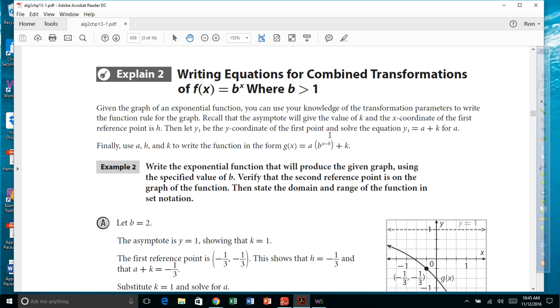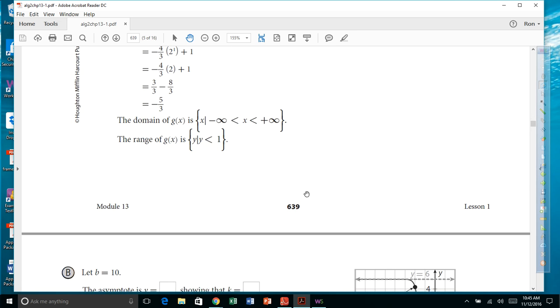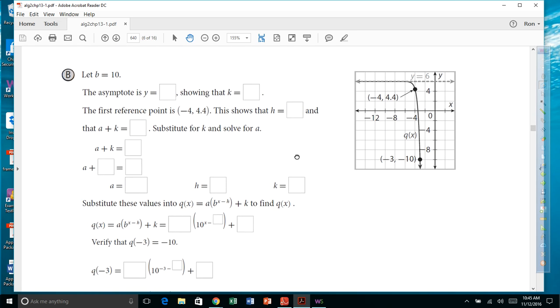All right, example 2, write the exponential function that will produce the given graph using the specified value of b. Verify that the second reference point is on the graph of the function. Then state the domain and range of the function in set notation. So I'll let you do A, and when you come back, we'll do B together.